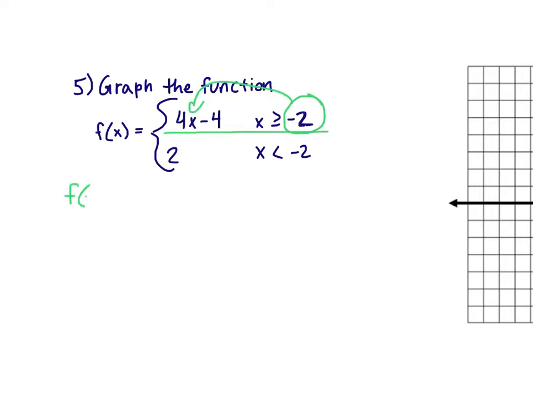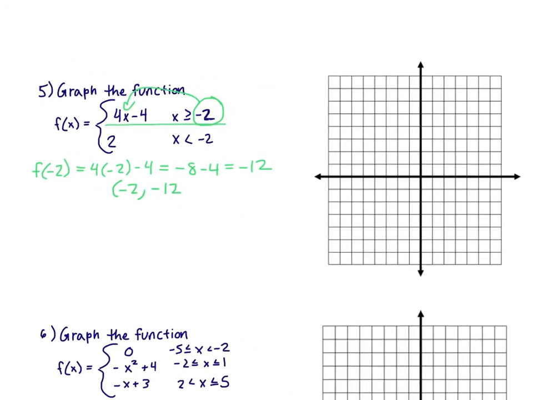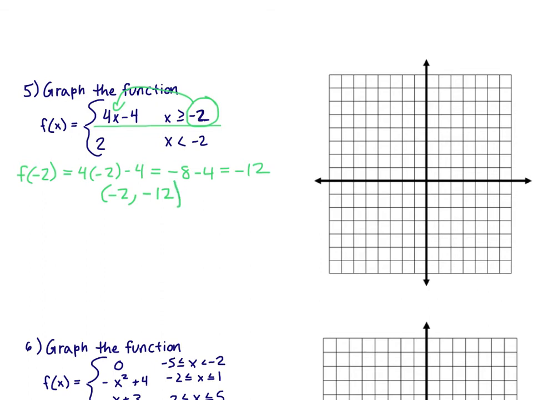So we have f of negative 2 is equal to 4 times negative 2 minus 4. 4 times negative 2 is negative 8. Negative 8 minus 4 is negative 12. So we're going to go to our graph and plot that point. So when x is negative 2, y is negative 12. So we go to the left 2 and down 12.